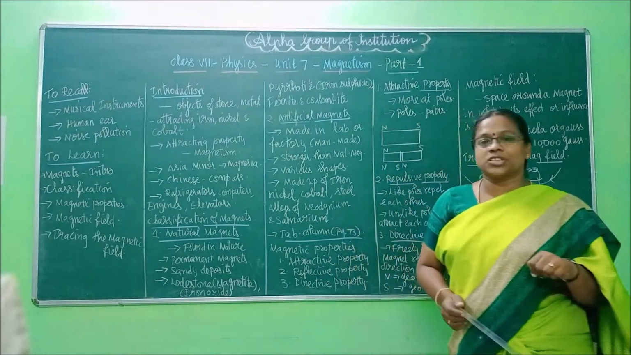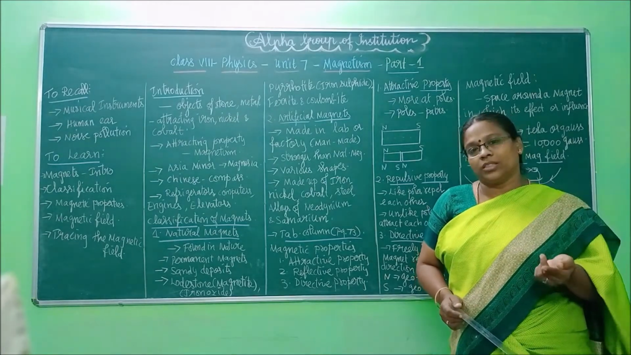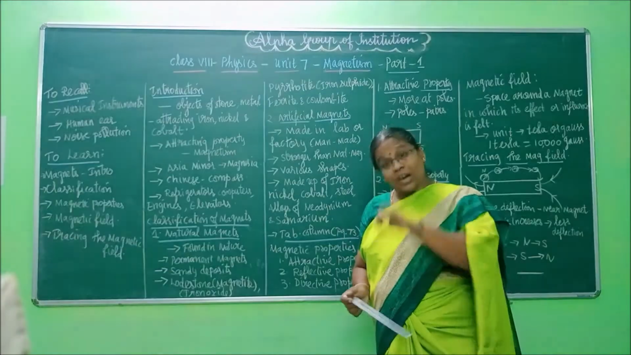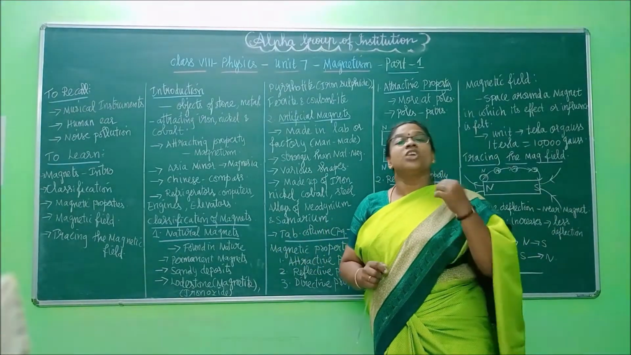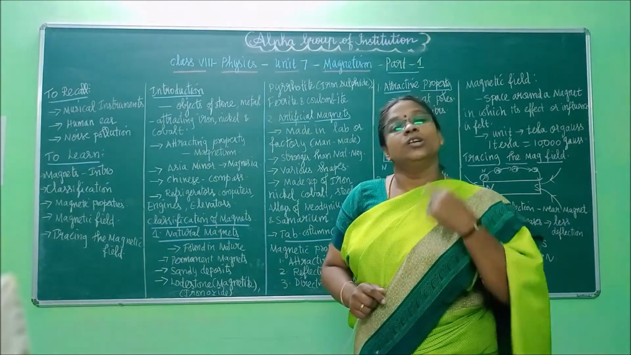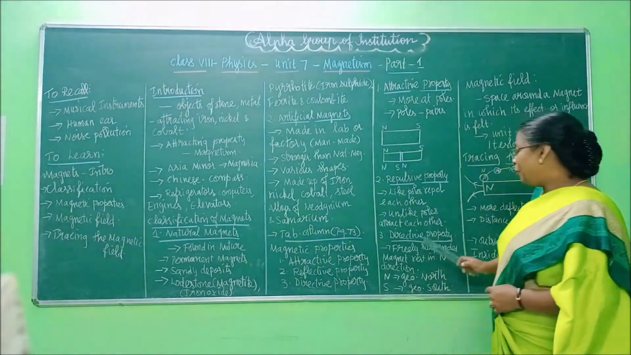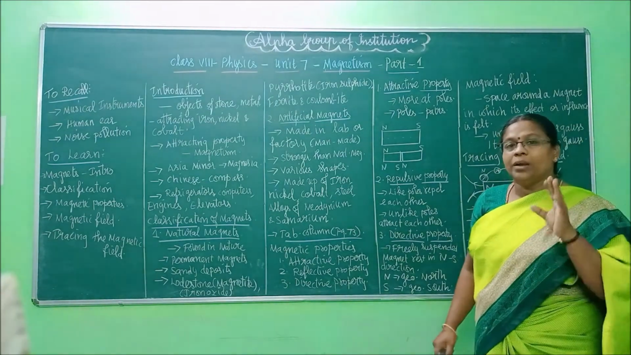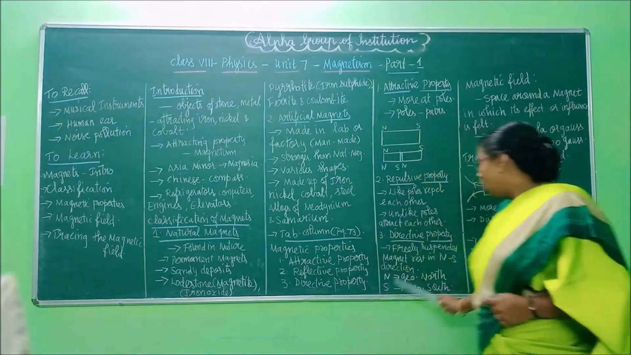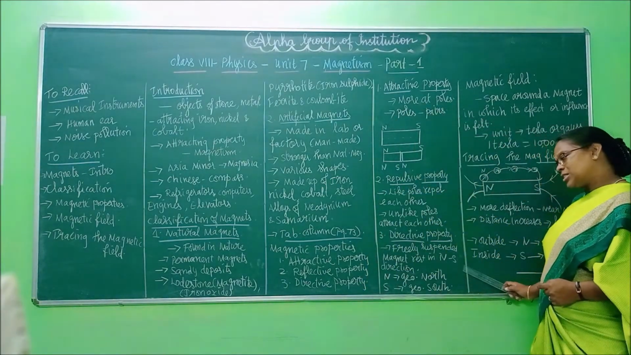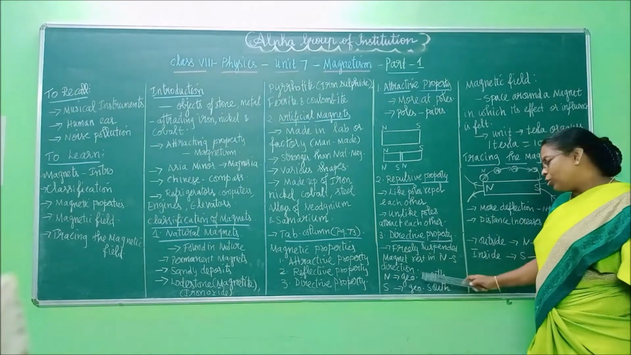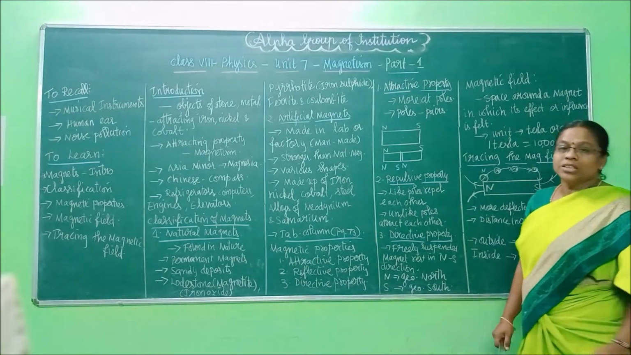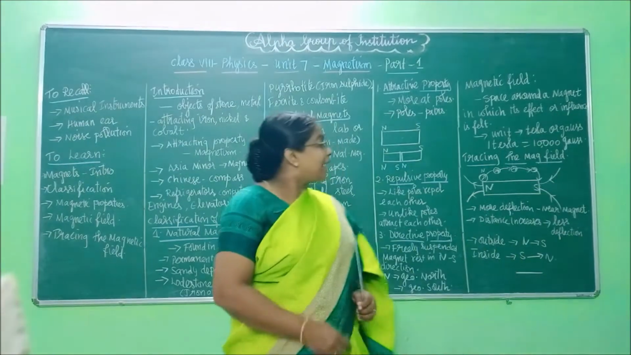In that north-south direction, the north pole of the magnet will point to the geographical north, and the south pole of the magnet will point to the geographic south, right? So that property is called the directive property. A freely suspended magnet will point in the north-south direction. North of the magnet will refer to geographical north and south of the magnet will refer to geographical south. Right. Now we are moving to the next topic.